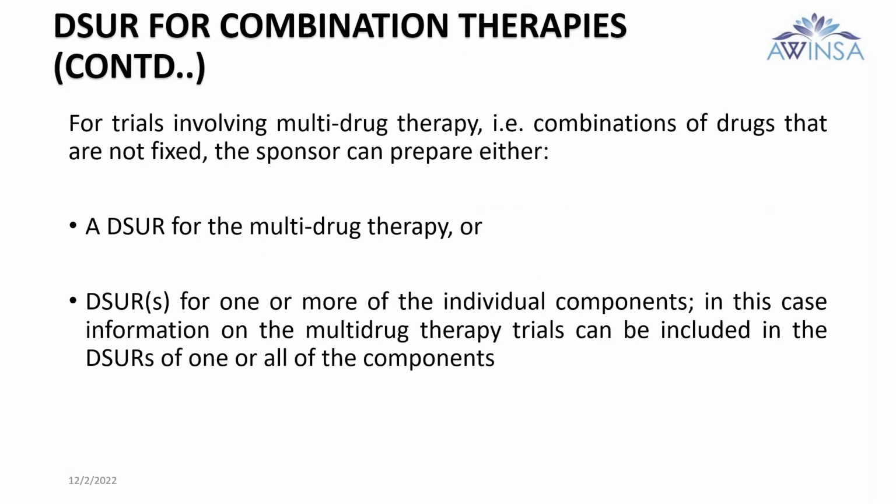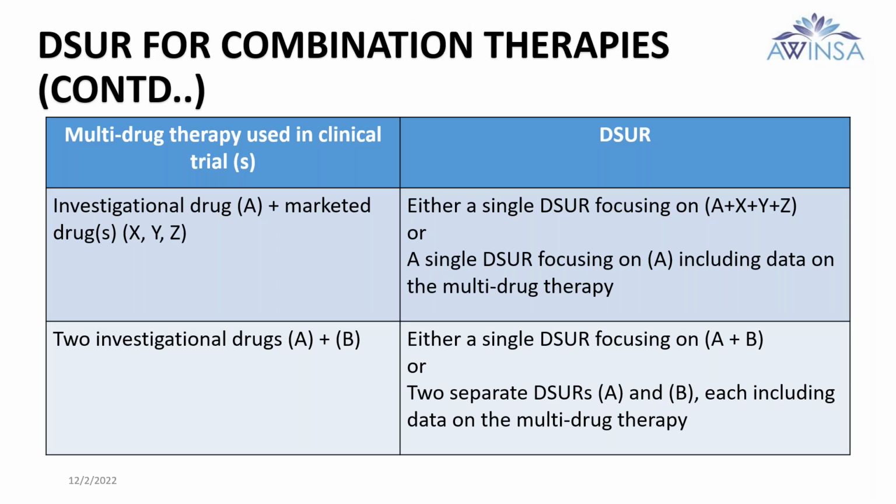For trials involving multi-drug therapy, that is a combination of drugs that are not fixed. So we were talking earlier about the fixed drug combinations. Now, for those which are not fixed, the sponsor can prepare either a DSUR for the multi-drug therapy or a DSUR for one or more of the individual components, and in that case information on the multi-drug therapy trials can be included in the DSUR of one or all of the components. So there are different strategies for preparation of the DSURs for multi-drug therapies.